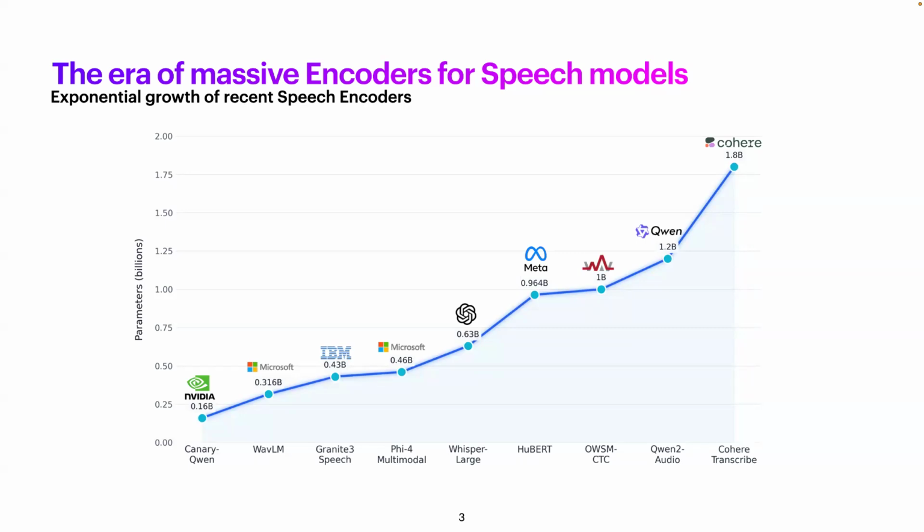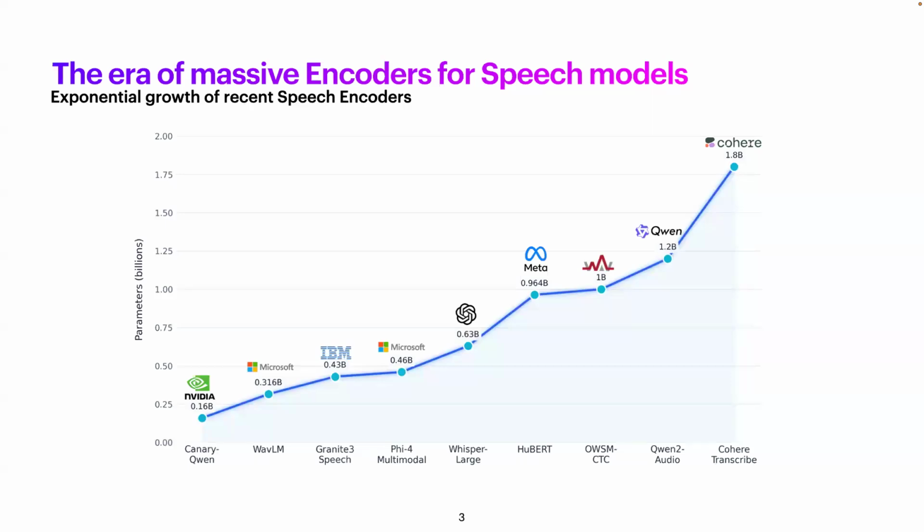Then we have Canary, which is from NVIDIA. Then we can go to a very famous one, Whisper from OpenAI, which is already a bit more than a billion. Then you have models that are actually way bigger. Three weeks ago, Cohere released Cohere Transcribe, mostly an encoder that does speech recognition, and it's almost 2 billion. So you can see that models, at least encoders, are getting bigger.